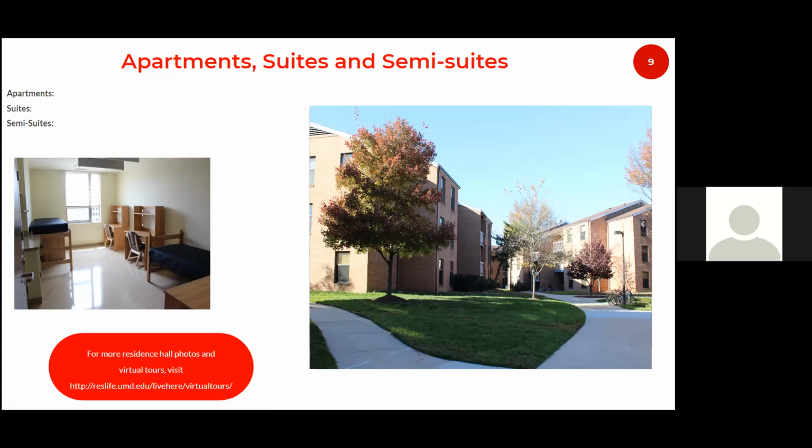If you're interested in seeing some more of our lovely photos, you can visit our virtual tours on our website, reslife.umd.edu/livehere, one word, /virtualtours, one word.